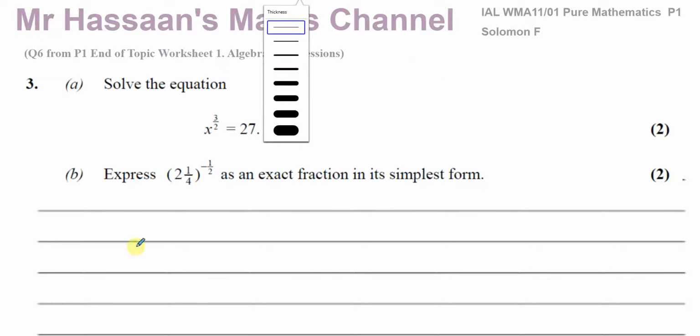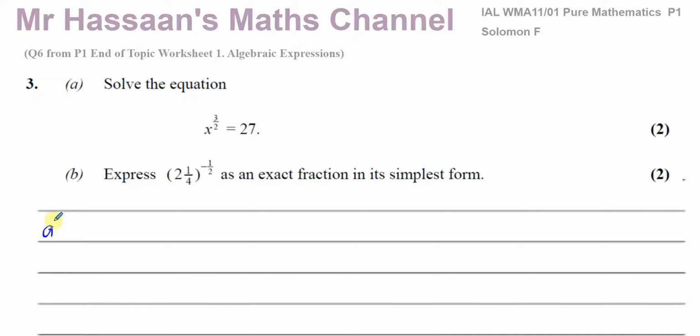I'm going to be doing question A first, where it says, solve the equation x to the power of 3 over 2 equals 27. Now there's a number of ways we can deal with this. I'm going to show you my preferred method first, and that is to raise x to the power of 3 over 2 to a power which will cause this to become to the power of 1. So you can raise it to the power of its reciprocal.